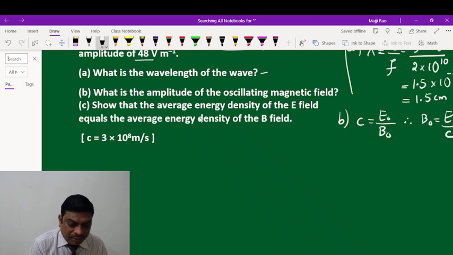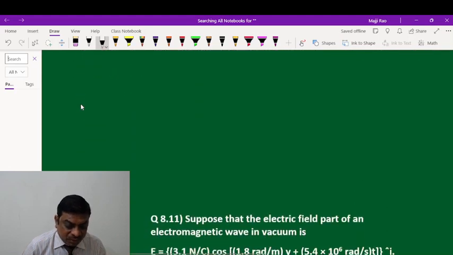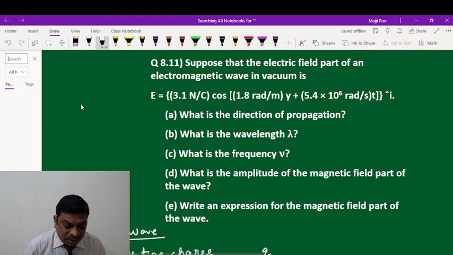Then show that the average energy density of the electric field equals the average energy density of the magnetic field. We have already shown this. You can just refer to the previous section. Okay, in this video itself I have shown this. Then coming to the next question.